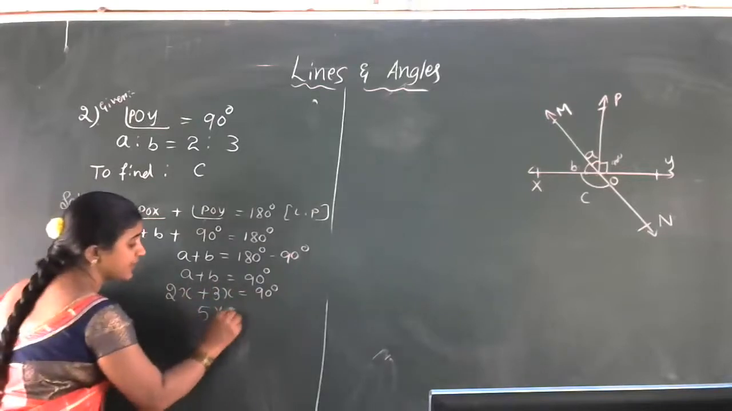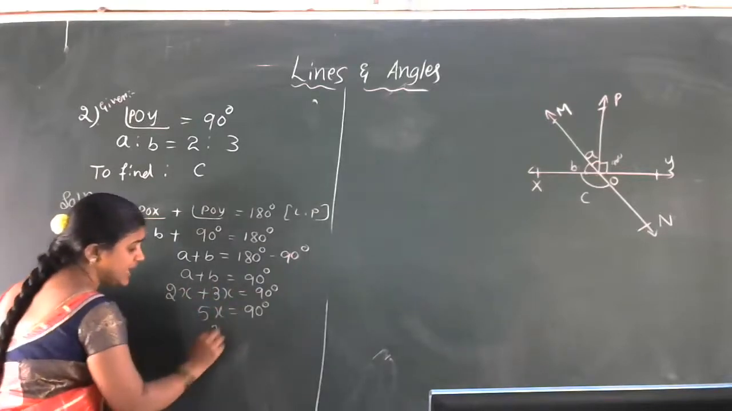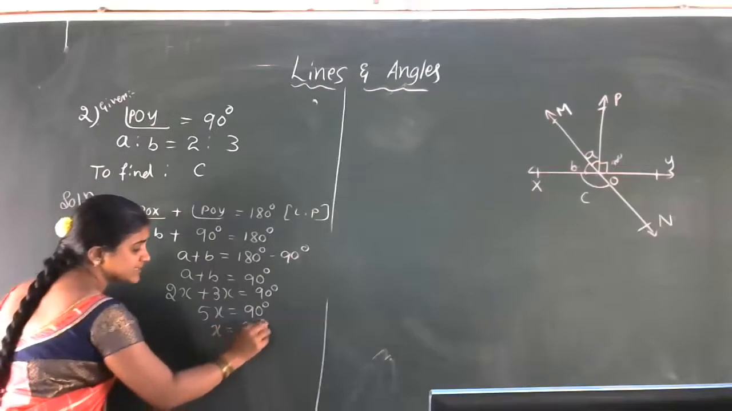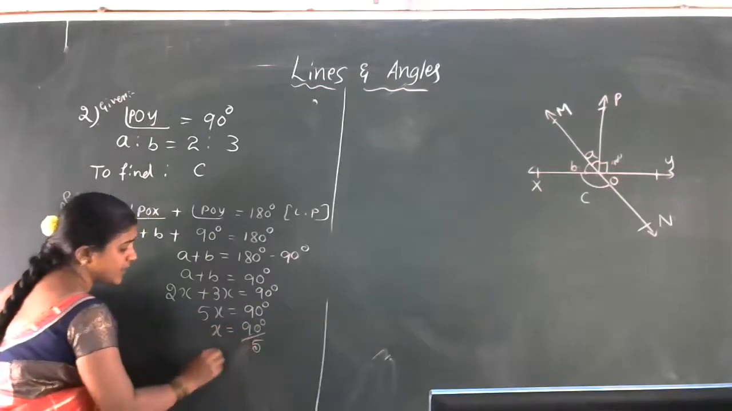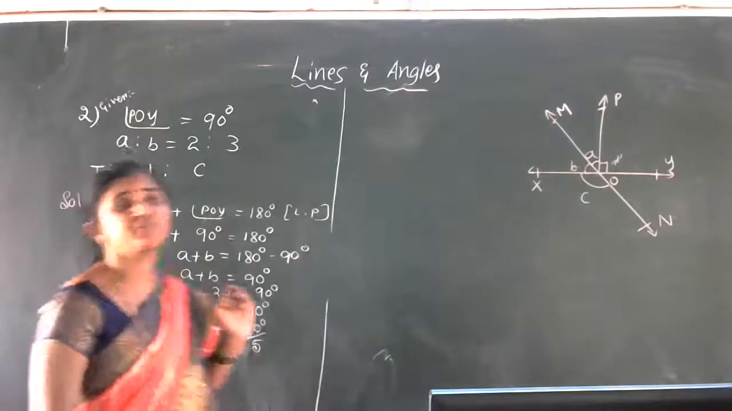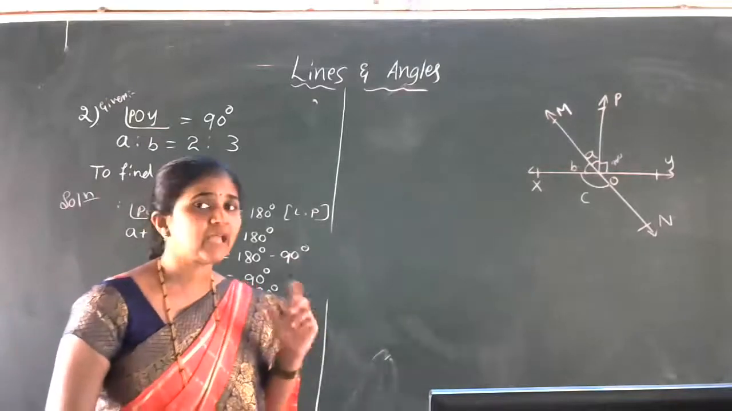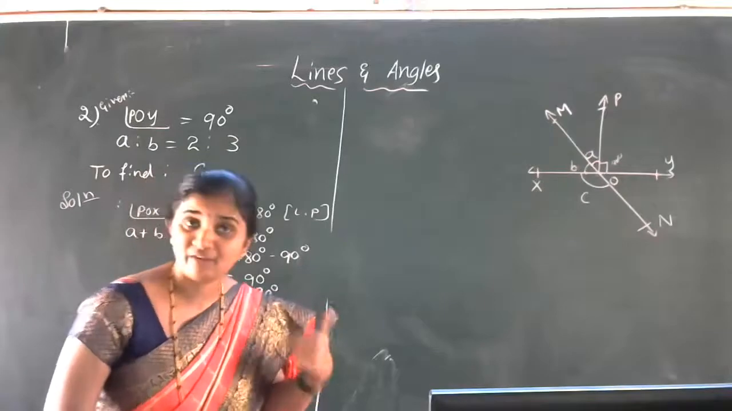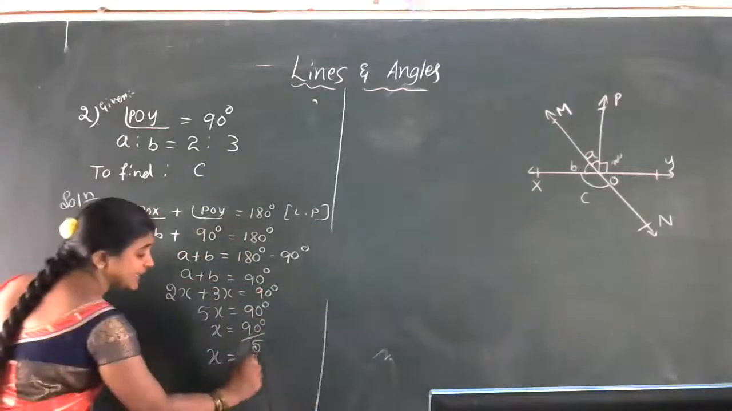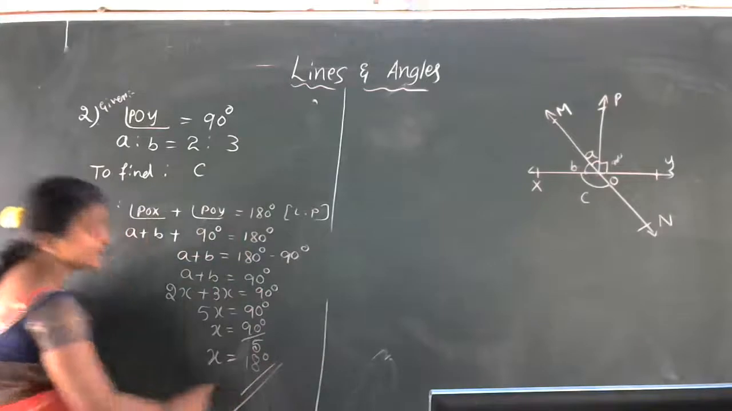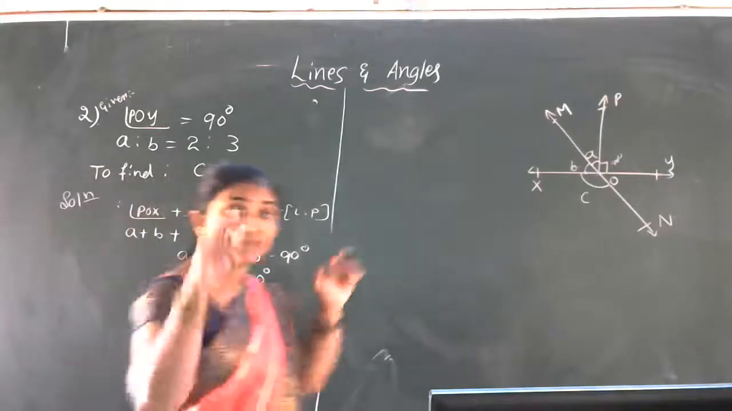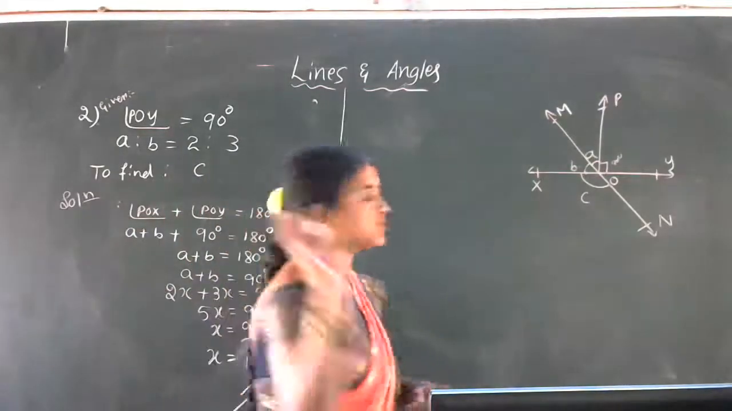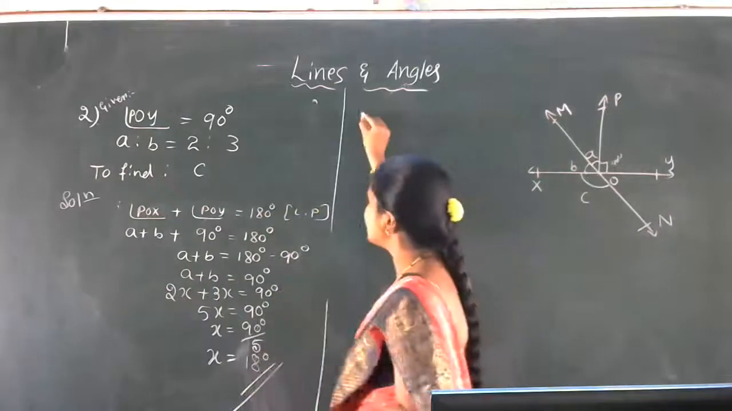That means 5x is equal to 90 degree. So what is the value of x? x is equal to 90 degree divided by 5. What is the value of x? Quickly, you have to calculate and send me the message. 90 degree divided by 5 is 18 degree. x is equal to 18 degree. We got the measurement of x as 18 degree. Yes, very good students.